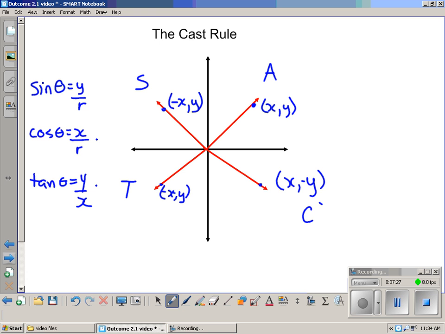And so the letters that I've written in represent the trig functions that will be positive in those quadrants. We call it the CAST rule because we start down in quadrant 4: C, A for all, S for sine, T for tangent.